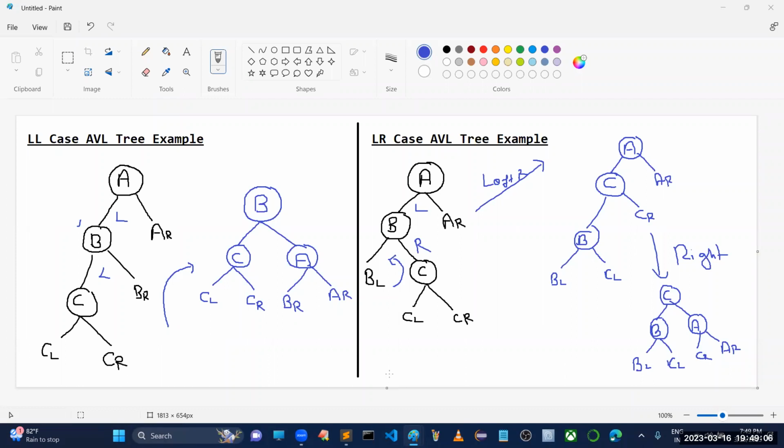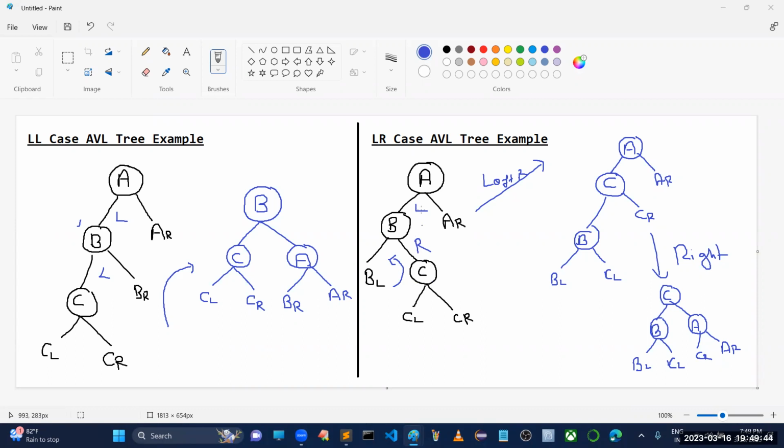Sir, I don't get left rotation in LR case. See, in the left rotation, observe carefully: A, B, C, if you have like this, L, R. B is the left subtree of A and R is the right subtree of B. In this case, this particular tree is not balanced. That means when you are adding C, if it remains balanced, then we don't touch this. But if adding C makes it unbalanced, then what do we have to do?